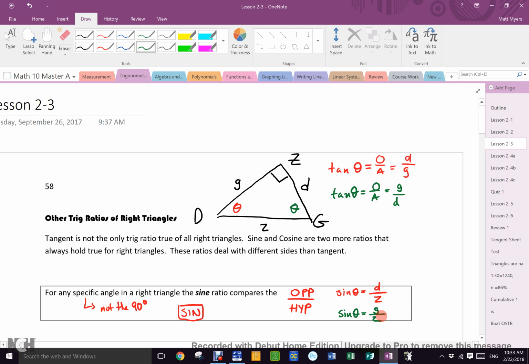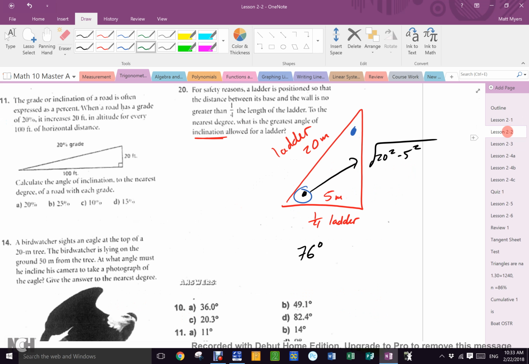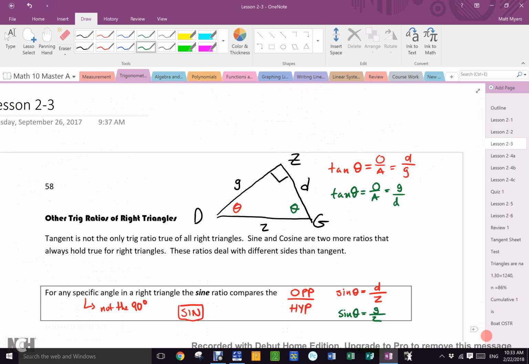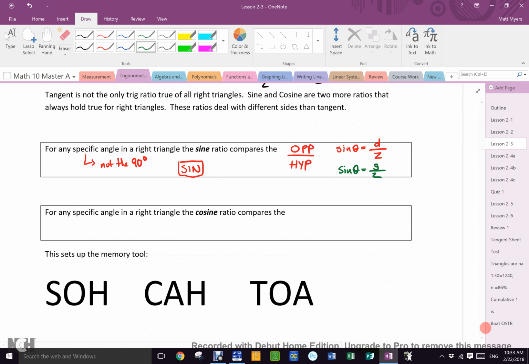So remember, that last page we did, we had to know both sides. That very last question, the ladder question, we had to do Pythagoras to find that side, didn't we? But now, I'm learning trig that uses the hypotenuse. Right? So let's go to the next one. This one is called the cosine ratio, which is the cos button.